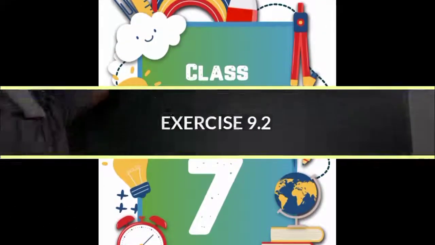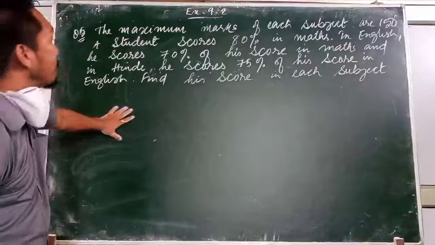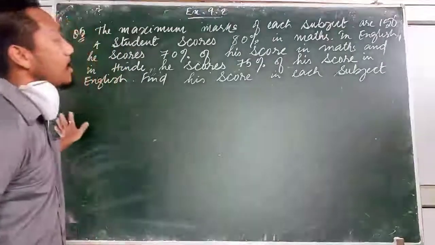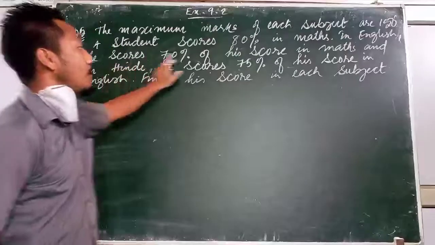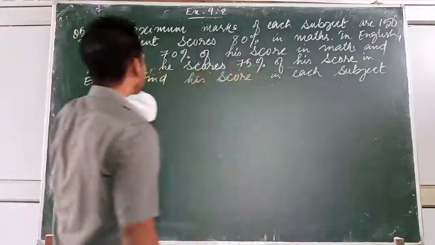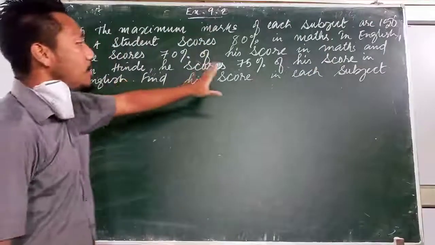So this is our question number 5. The maximum marks of each subject is 150. A student scores 80% in mathematics, and in English he scores 70% of his score in maths, and in Hindi he scores 75% of his score in English. Find his score in each subject.